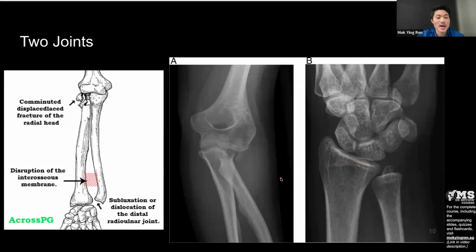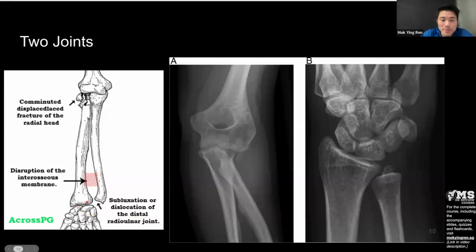This is another example. Okay, here on the X-ray of the elbow, we note that there is a radial head fracture, but the patient also complained of pain distally. Okay, and when we took an X-ray over the distal radioulnar joint, we note that there is a dislocation at the distal radioulnar joint. Okay, fantastic.